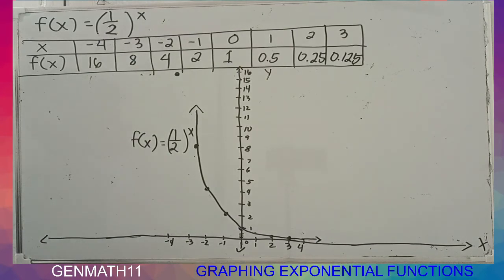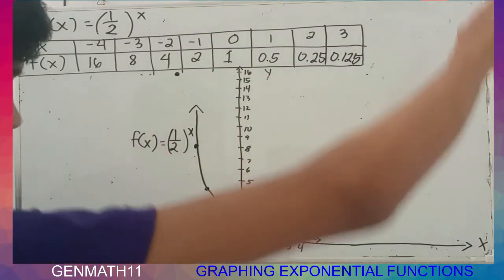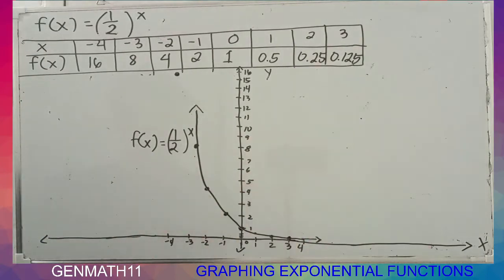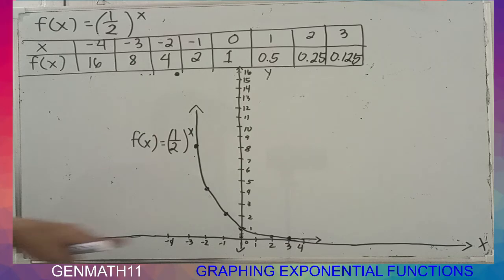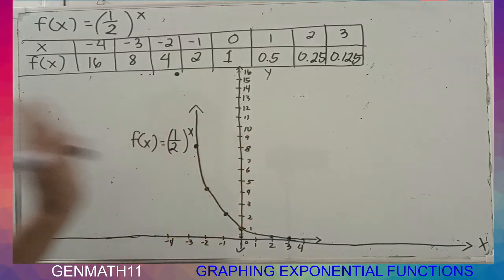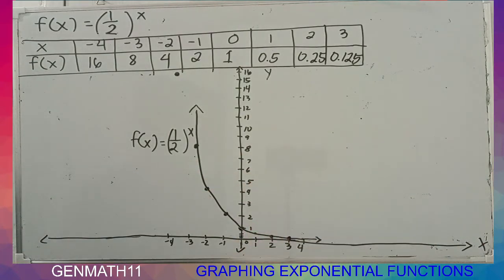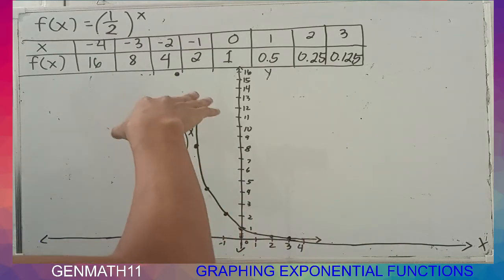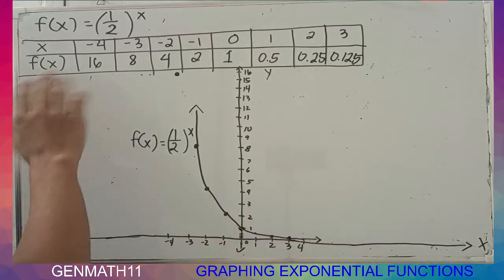If you notice our graph, compared to the previous example, f of x equals 2 to the x power, the direction of its curve is toward the right, meaning the graph is increasing. Recalling our discussion on the properties of exponential functions, when our base is greater than 1, the direction of our graph is toward the right, or increasing. When the base is less than 1, the direction of our graph is toward the left.